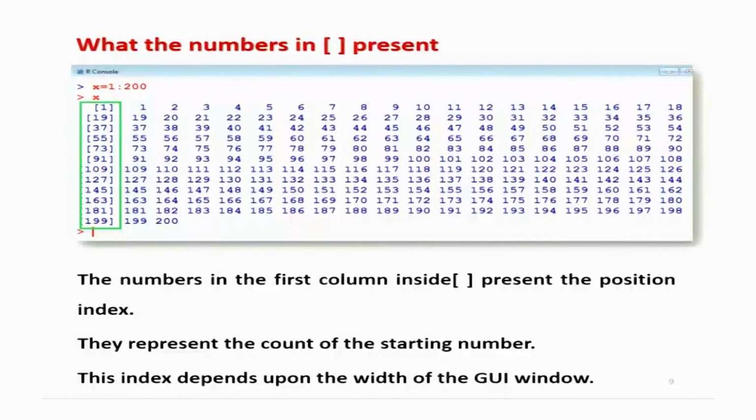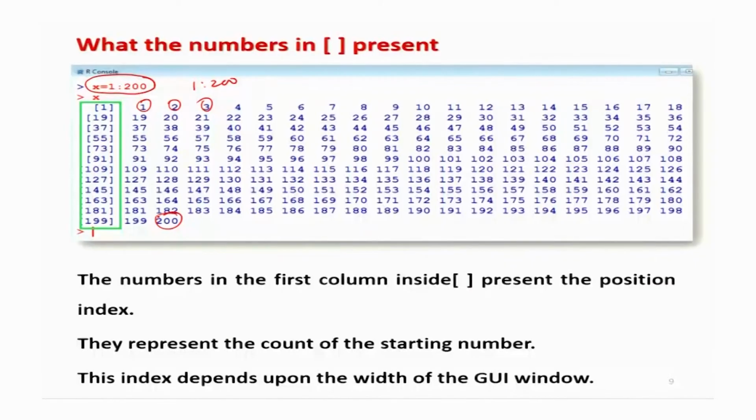Suppose I take an example here and explain what I want to explain. Suppose I give a command x is equal to 1 colon 200. You will see later on in the further lectures that through this command I can get the numbers from 1, 2, 3, 4 up to 200. You can see this is 1, 2, 3 and then up to here 200.